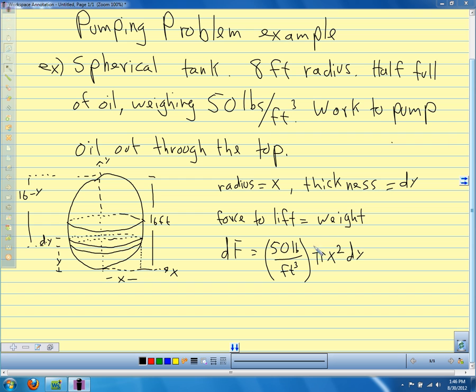Now we're going to integrate with respect to y. So we're integrating as we change the depth in our tank. Our radius varies as we move inside the tank. We need to come up with an expression for the radius of our disk in terms of y. So I need to find that expression.